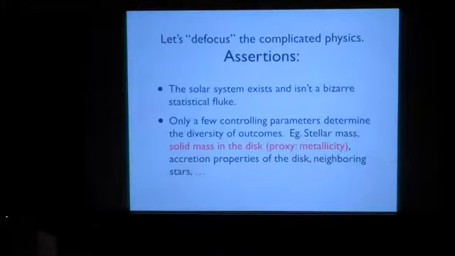All right. Okay, so what can we do with this? I'd like to step back and take a bird's eye view for a moment. I'm going to defocus all of the complicated physics that we could put into this, and I'm going to start with a couple of assertions. I'm going to start with saying that the solar system exists, and it isn't a bizarre statistical fluke. I'm happy with the assumption that it exists. I'm just going to assume that it's not a fluke. I'm also going to assume that there are only a few controlling parameters that determine the diversity of outcomes of systems around different stars.